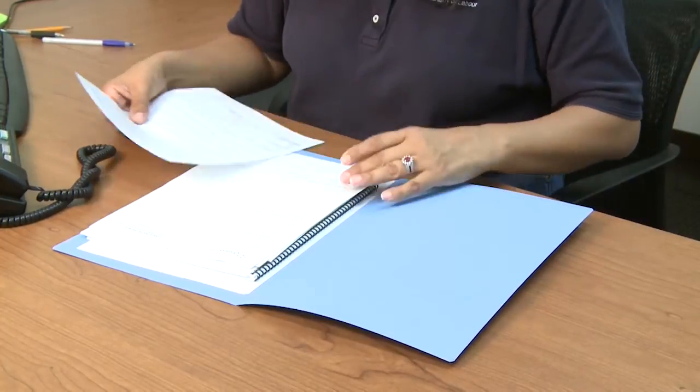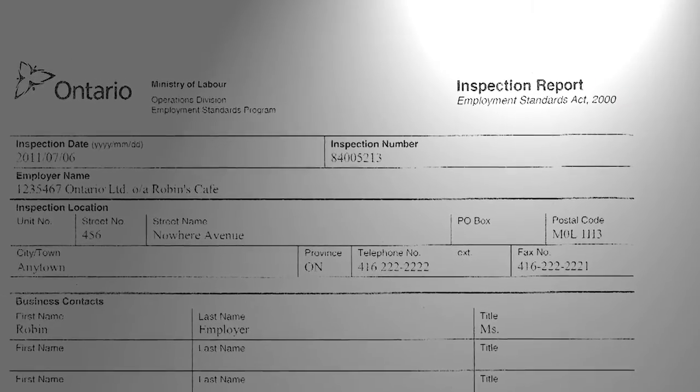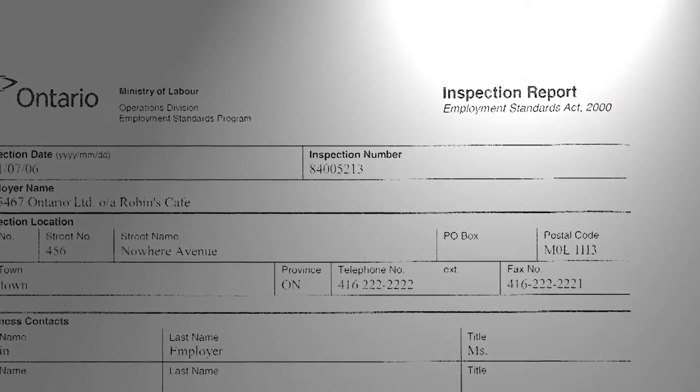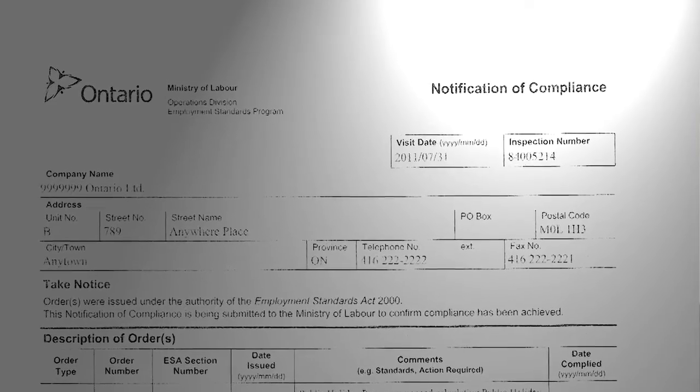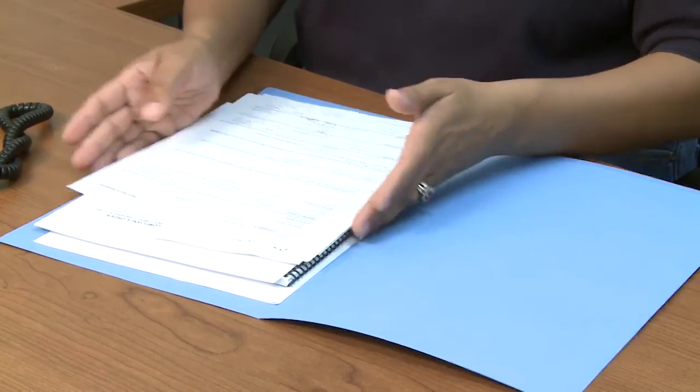When the inspection is completed, the officer will provide the employer with an inspection report, which is required to be posted. And the employer must file with the Ministry of Labour a notification of compliance, indicating the dates upon which compliance has been achieved. At this point, the inspection is closed, but the employer can be identified for a re-inspection at a later date.